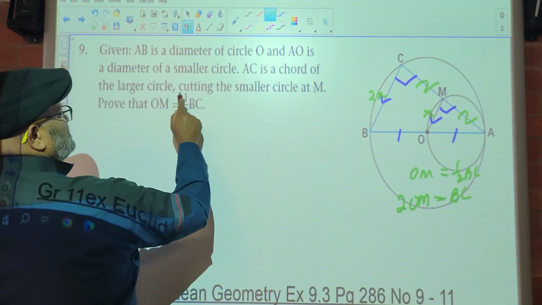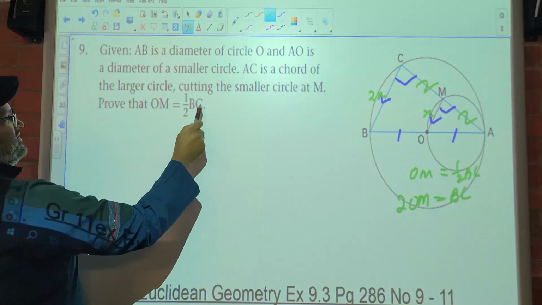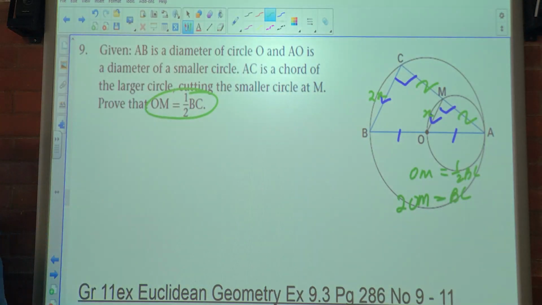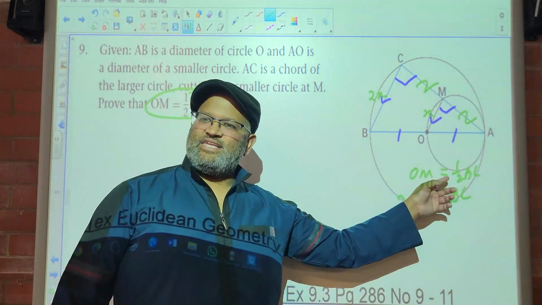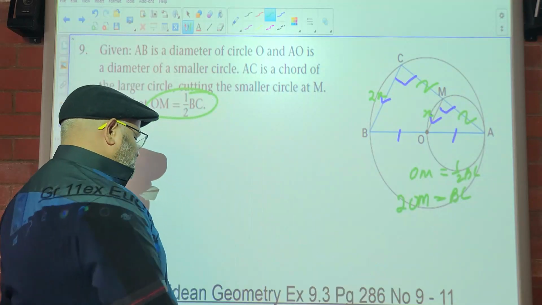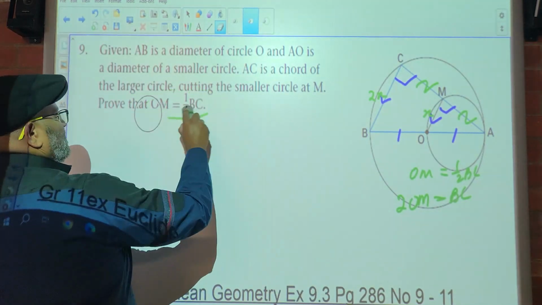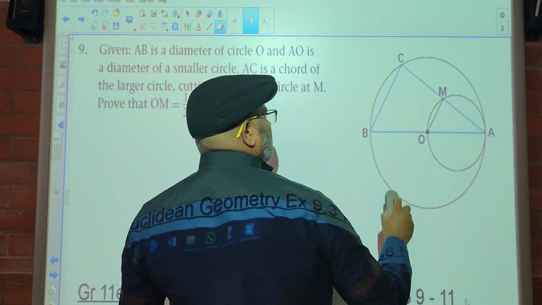AC is the chord of the larger circle cutting the smaller circle at M. Prove that OM is half BC. People, it's child's play, no? Easy, the midpoint. That is exactly what we have stated already. Not so. Of course, the sum is worth 3 or 4 marks, so we have to label and all of those things.